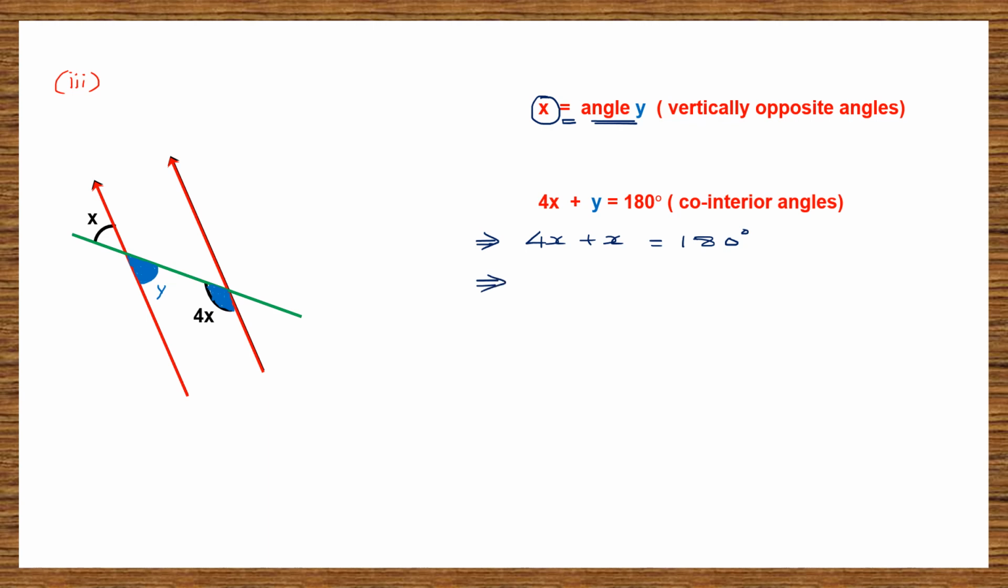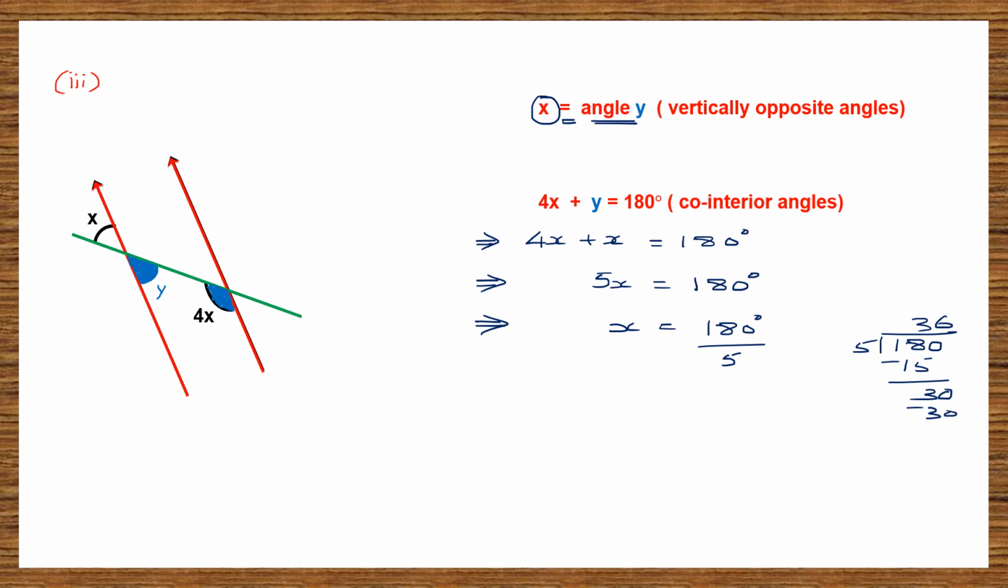Now 4x plus x means 1x is 5x. 5x is equal to 180 degrees. Now we can find the value of x. We can say 180 degrees divided by 5. So let's divide that. 180 divided by 5. 5 threes are 15 minus 3 and then you bring down the 0, it's 30. 5 sixes are 30. So now we have got our quotient. Our quotient is 36. So we have found the value of x. x is equal to 36. So this is our answer, 36 degrees.